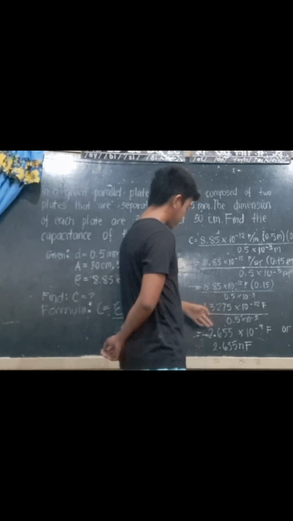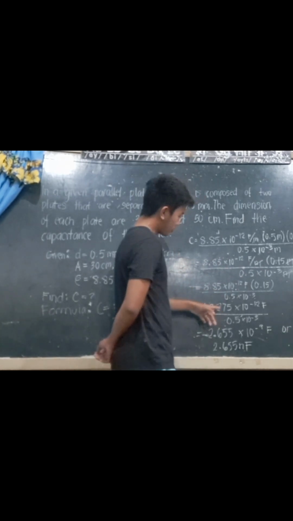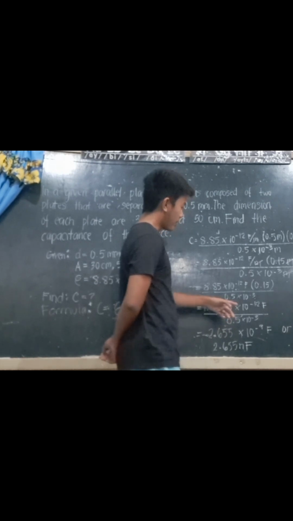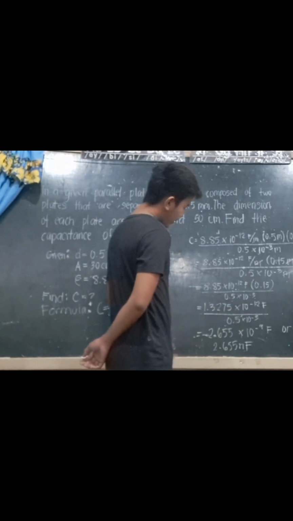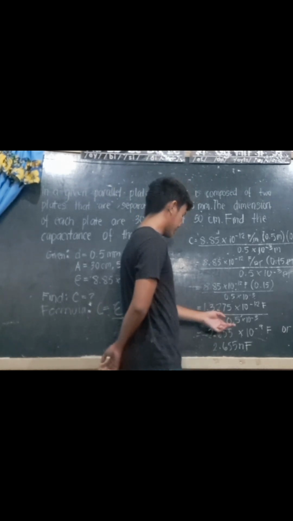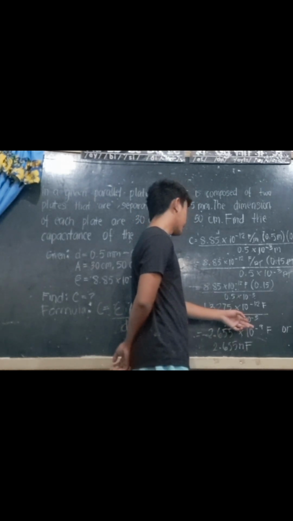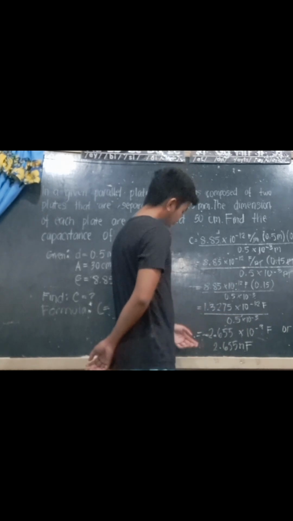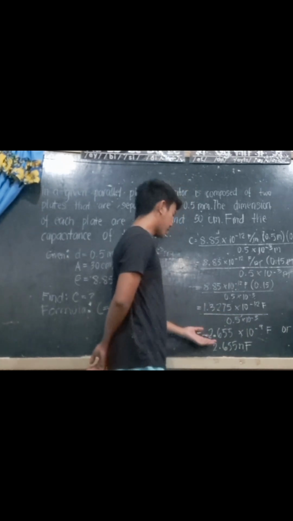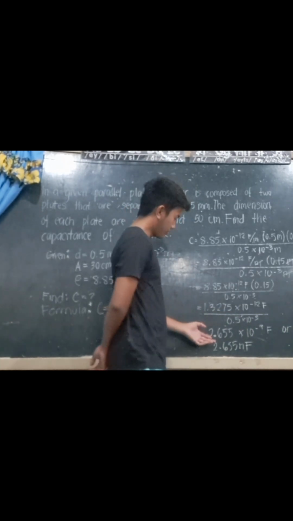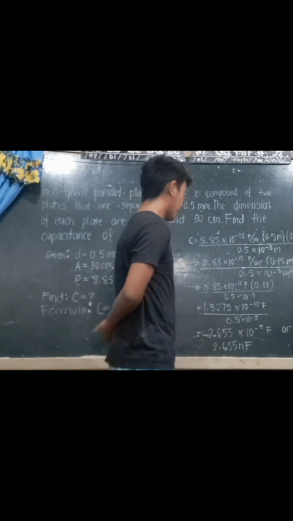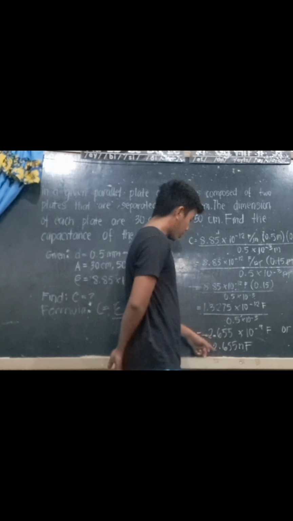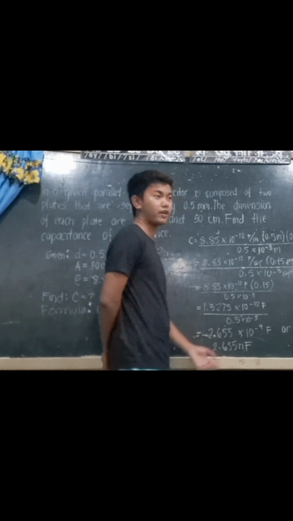So the answer is 1.3275 times 10 to the power of negative 12 farad. We then need to divide it with the value of the distance, which is 0.5 times 10 to the power of negative 3. And the final answer, or the value of the capacitance, is 2.655 times 10 to the power of negative 9 farads, or 2.655 nanofarads.